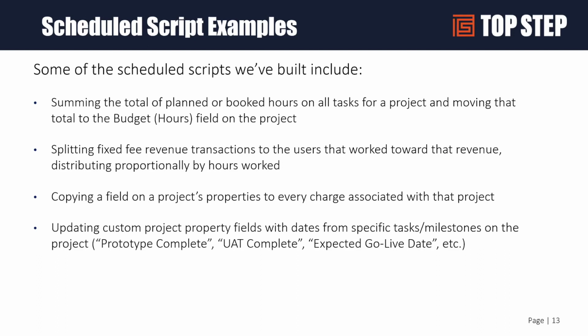Some folks calculate their budget based on the total of their planned or the total of their booked hours, and this will populate that budget hours field right on the project properties with that value. Another one we've done is splitting fixed fee revenue transactions so that they're associated with the users that worked toward that revenue, distributing them proportionally. A variation on this is we've also done this where it distributes them proportionally by their hours and their user cost. So that's been useful for folks trying to determine utilization based on revenue.